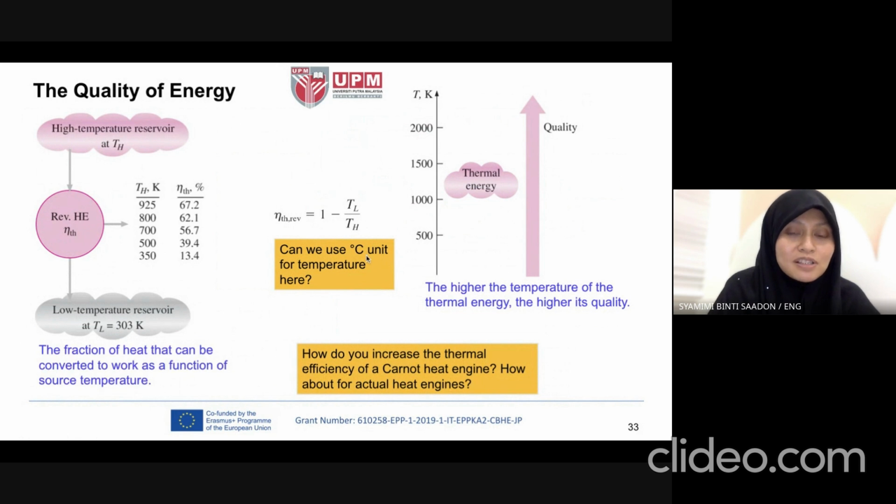Can we use degree Celsius for temperature here? No. This relation is valid only in Kelvin, so don't forget to change into Kelvin. How do you increase the thermal efficiency of a Carnot heat engine? How about for actual heat engines?